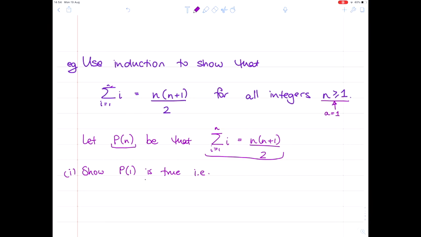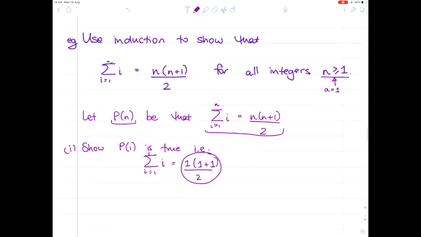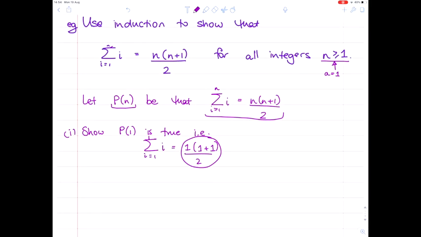That is, what we want to show is that the sum from i equals 1 to 1 of i is equal to 1 times (1 plus 1) over 2. And if you just figure this out, you know that this should be equal to 1. The way we go about this is we're going to look at the left-hand side, which is this bit over here.